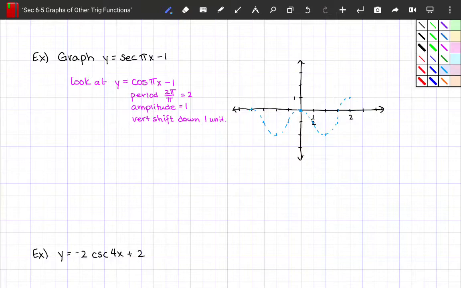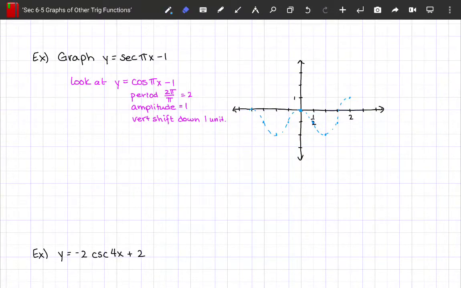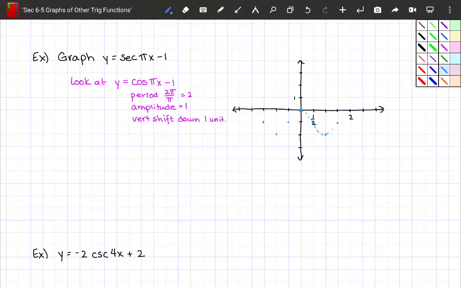Oop. I did that wrong. I did that wrong over on the right-hand side there. That point shouldn't be there. It should be here. That looks better. So there's my cosine graph.